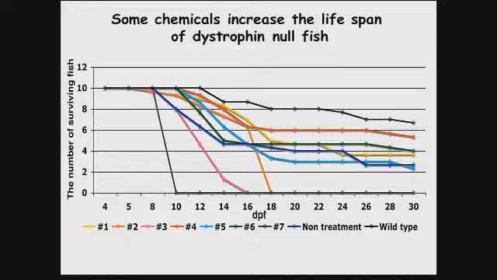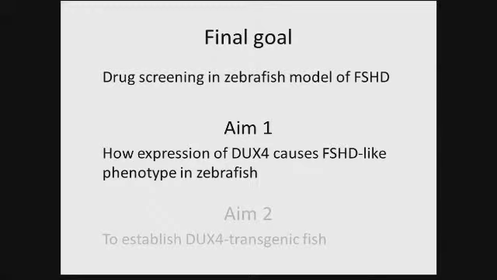That particular drug is a PDE5 inhibitor, and it has actually been shown by others in mice to work. PDE5 inhibitors seem to work in mouse models of muscular dystrophy, thus verifying our fish screen. So I just wanted to give you an example of the fish screening, and now go back to FSHD and ask first, what does misexpression of DUX4, what does the phenotype look like?